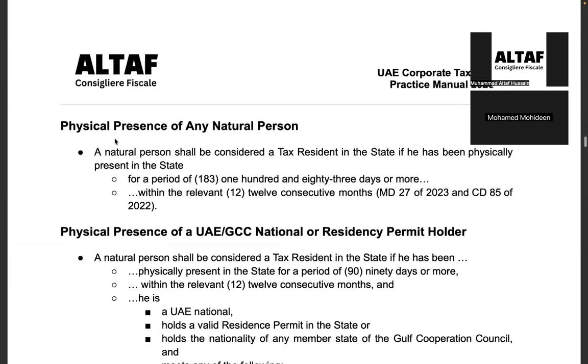Okay, there's one more: physical presence by any natural person. A natural person can be considered a tax resident in the UAE if he has been physically present in the UAE for a period of 183 days or more. So this is exactly half of the year, correct? Within the relevant 12 months, 12 consecutive months. This is Ministerial Decision number 27 of 2023, as well as Cabinet Decision number 85 of 2022.